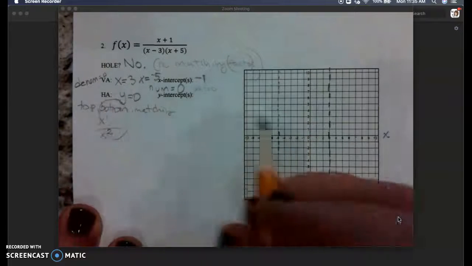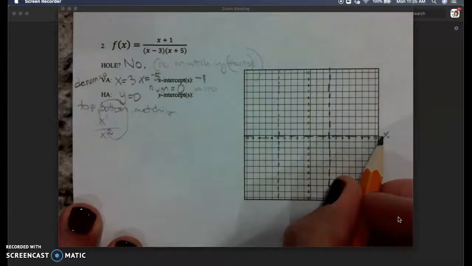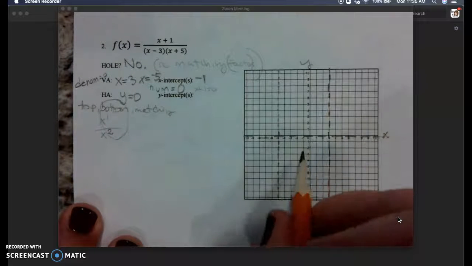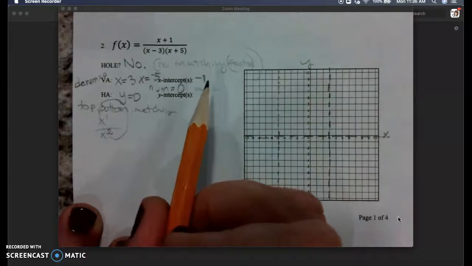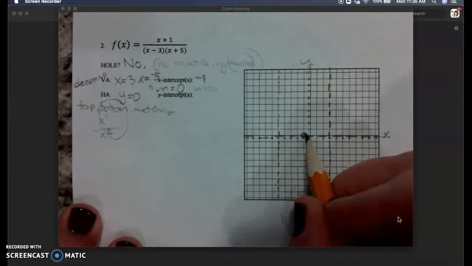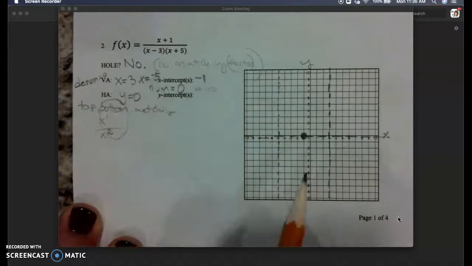Oops, I forgot to do horizontal asymptote again. y equals 0. Y at height 0, boom. X-intercept is at negative 1. Oh, that's why. Because there are 2 of these, we can cross the horizontal asymptote.